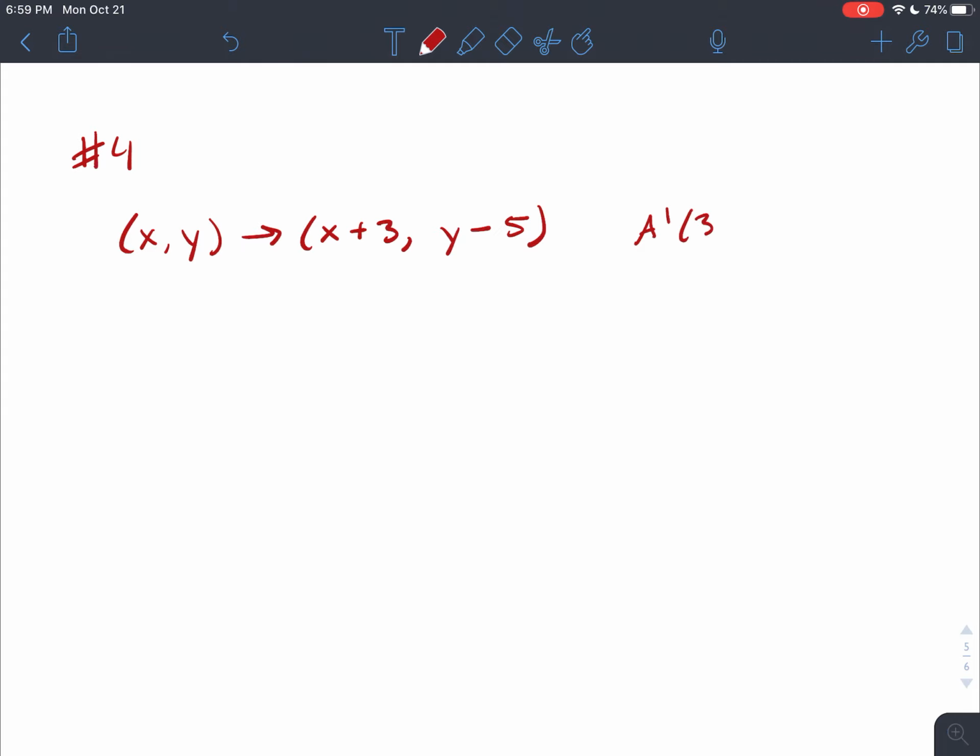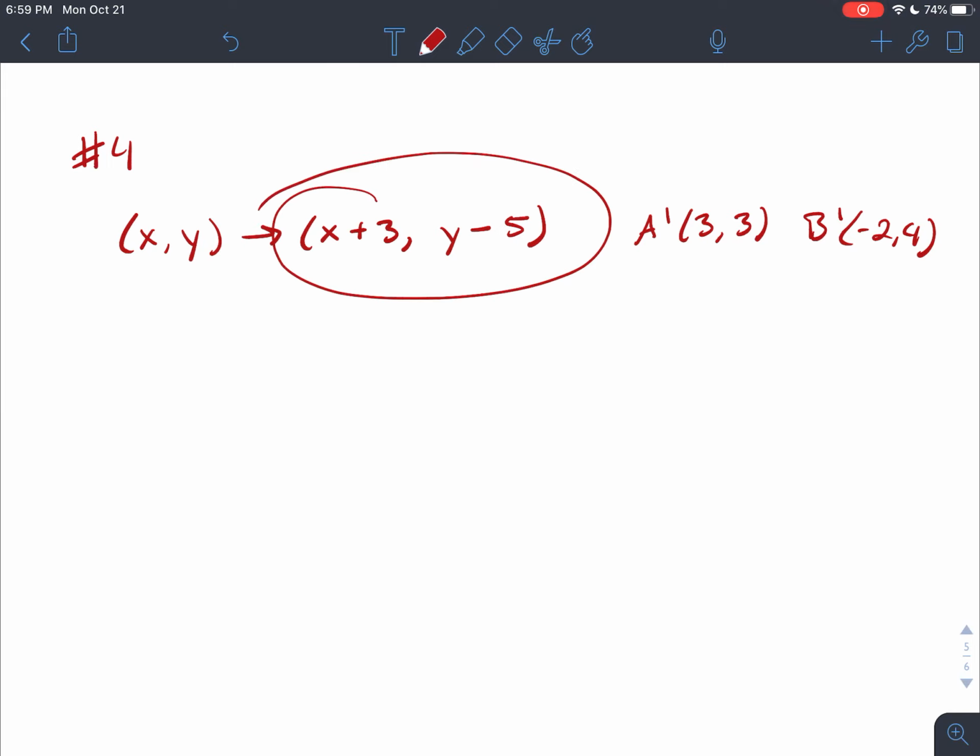A prime is 3, 3, and B prime is -2, 4. Okay, so I'm going to do A for you and then make you do B on your own. So this is your prime, okay? And this is your prime. This is your original. This is A. This is A prime, okay? And it's asking you to find A, the original.